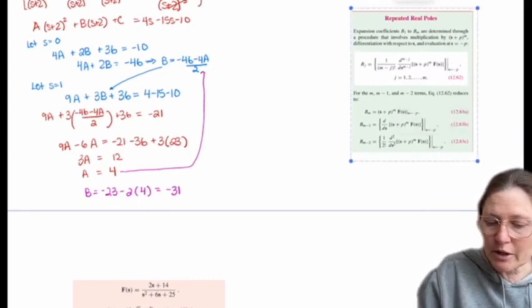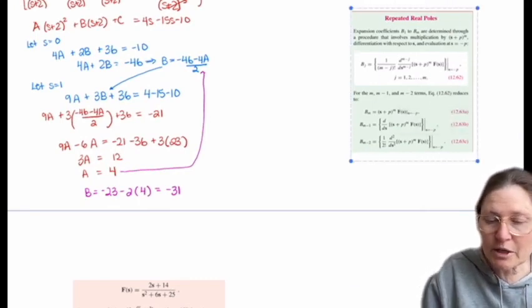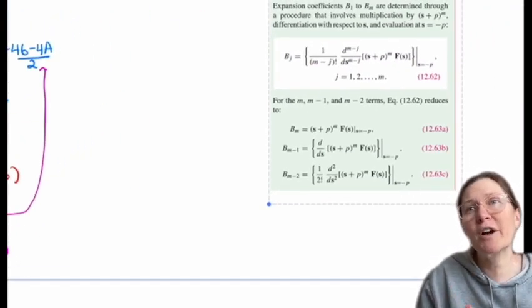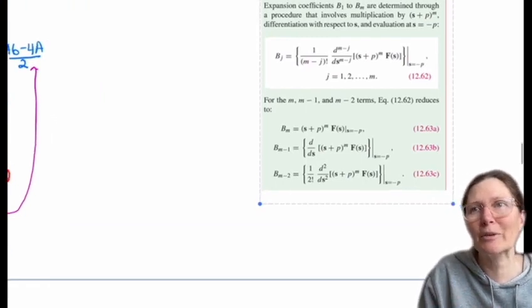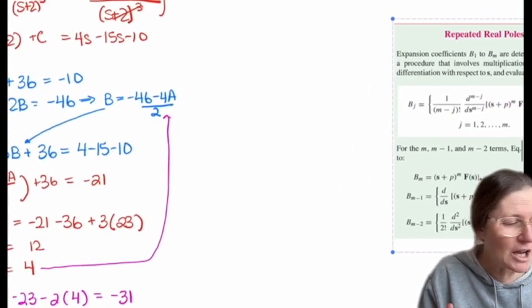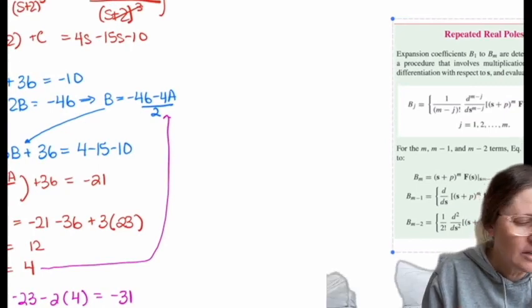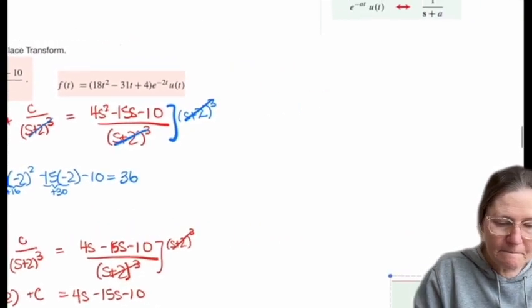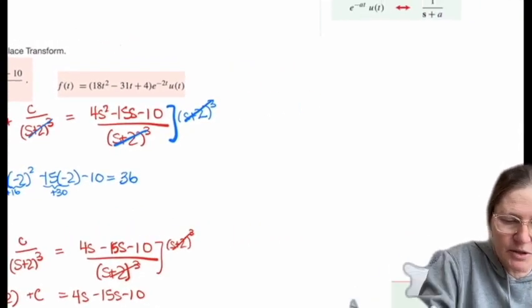So in the book they go through this repeated real poles method, where you can take the derivative of each one and then pick a value for the pole, but I like this method better, so whichever one you like, you're welcome to use. Going back up here, I'm going to put these in.